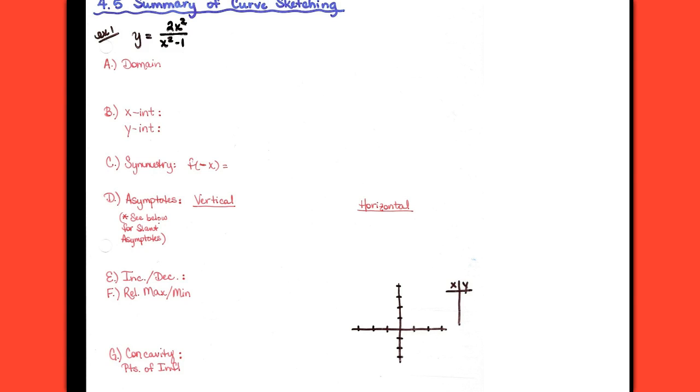This is a fabulous review of the stuff that we've been working on in chapter 4. Because in this one section, we're going to go back and look at first derivative test, relative maximums and minimums, increasing, decreasing, points of inflection, concavity, all that stuff that we did in the beginning of the chapter. And then we're also going to look at the horizontal and vertical asymptotes that we were looking at in section 4.4 with those infinite limits and limits at infinity.